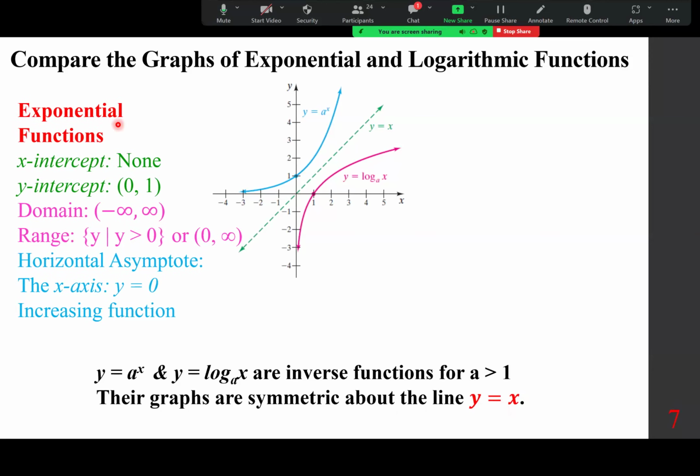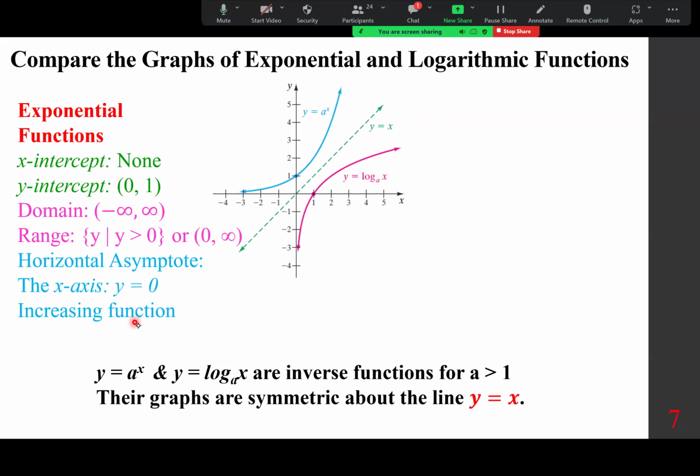Remember, when we dealt with the exponential functions, there was no x-intercept. The y-intercept is at 0, 1, domain, look at the blue function, no restriction, all real numbers, range 0 to infinity. We have a horizontal asymptote, which is the x-axis, and the x-axis has the equation y equals 0. This is an increasing function.